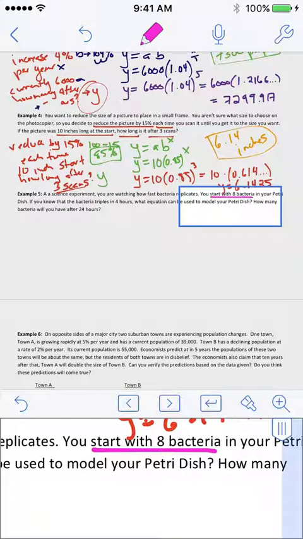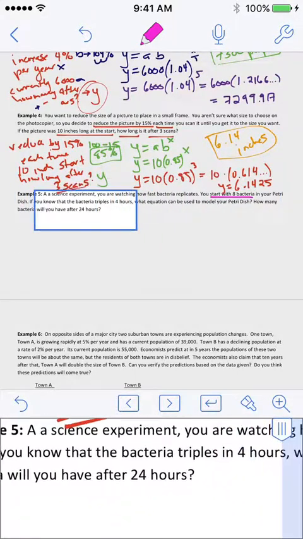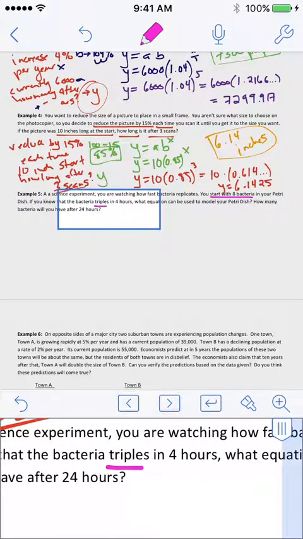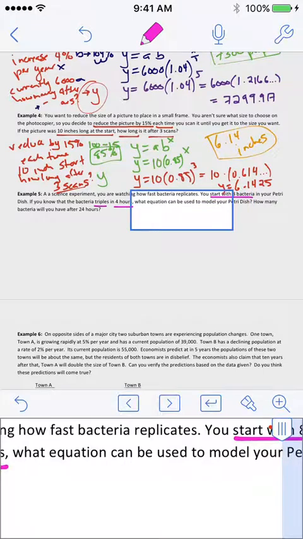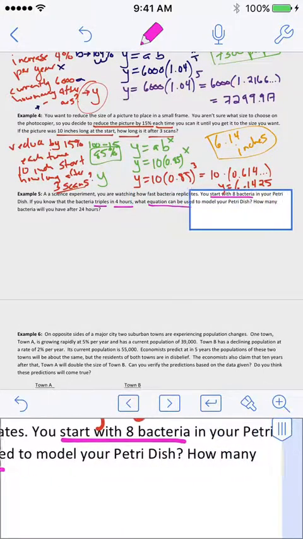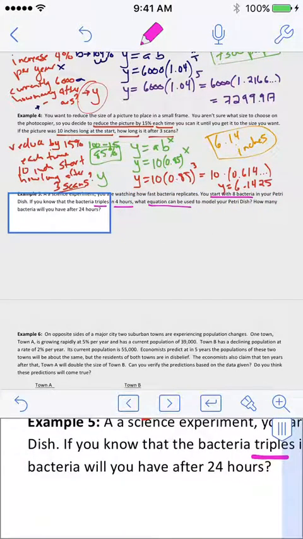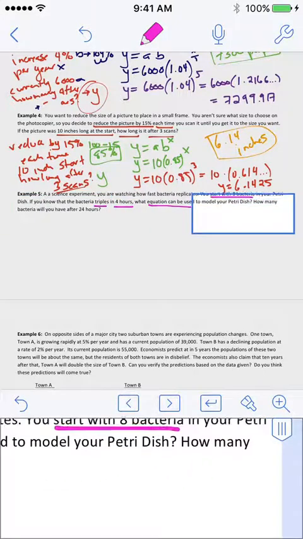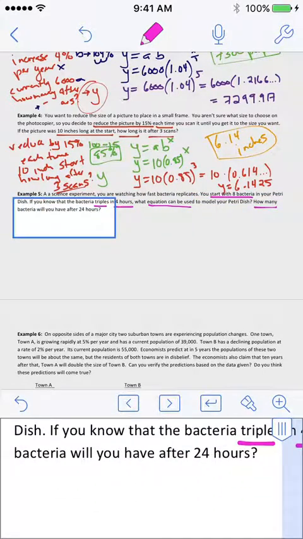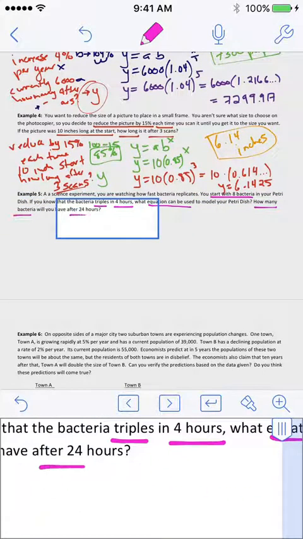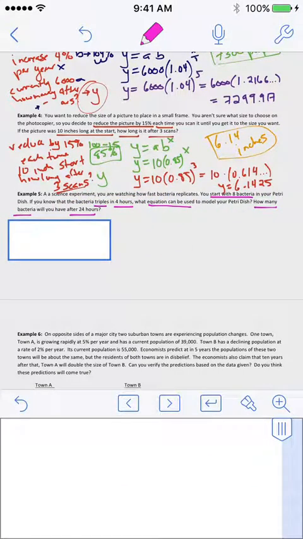All right, you guys have some opinions. We'll have to see in a sec. If you know that bacteria triples in 4 hours, interesting. Wonder what those could be. What equation can be used to model your petri dish? How many bacteria will you have after 24 hours? Okay, so let's break that down.